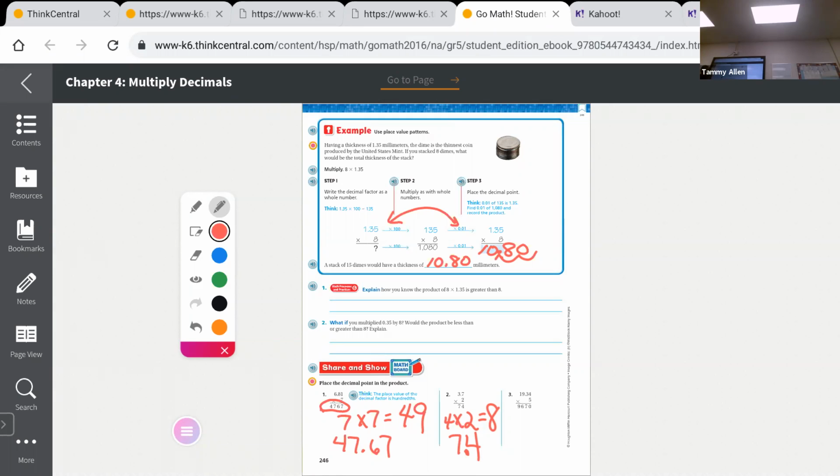Why do we have to do the 4 times 2 with 8? All we're doing is placing the decimal point in the final answer. So we are rounding that number to come up with an estimate to know where to put the decimal point. Okay? Eduardo, how do you know this?